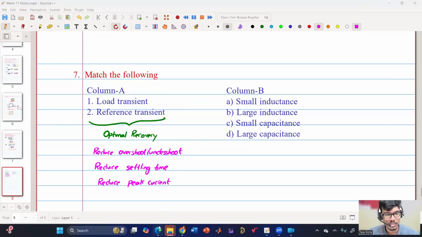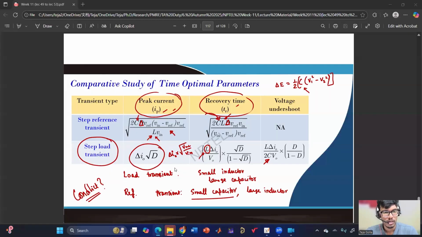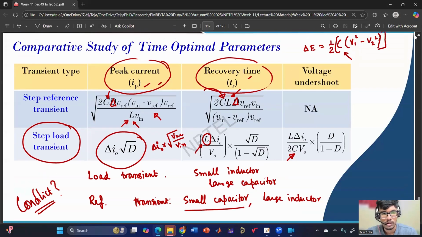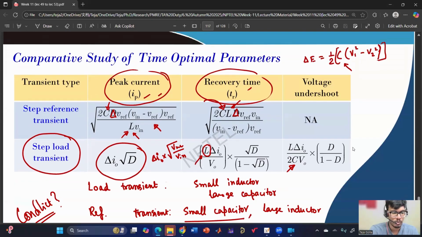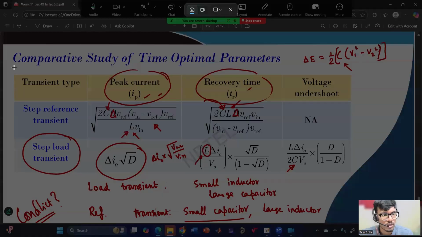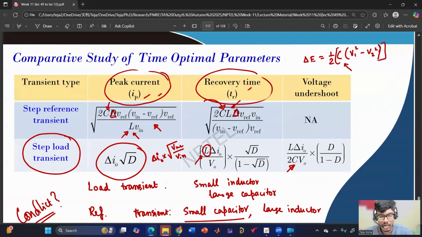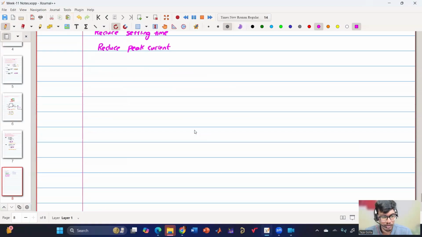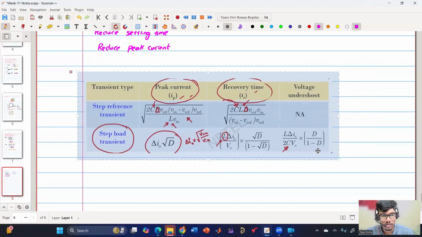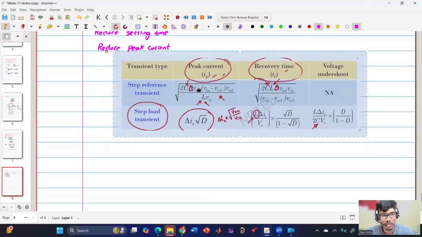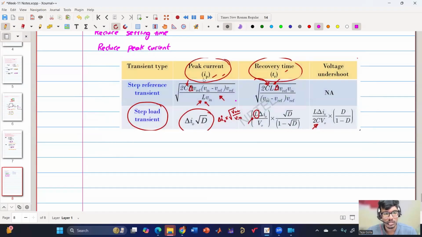So sir has given one comparative table. Let me just take a snip out of this. Recovery time, voltage undershoot, and so on. So there is a trade-off again. Everything has a trade-off. In life, nothing is better in everything. We have to make compromises in certain things.